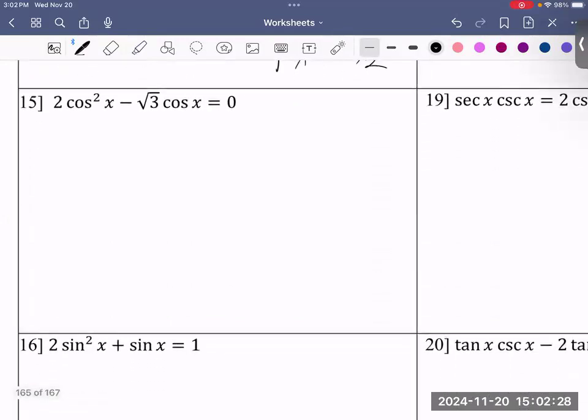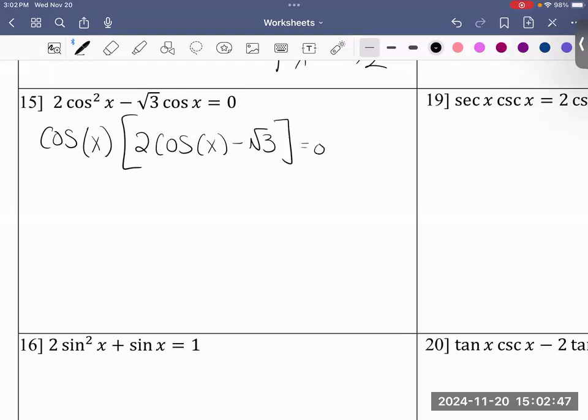So let's have you try it again with 15. See if you can pause here. You'll notice that you have two cosine values. So let's go ahead and factor out one of those cosines. So you're left with 2 cosine of x minus the square root of 3 equals 0. Again, I'm just going to treat this as I would if I had something like this, right? We factored out your x, just one of them. So we have something like that.